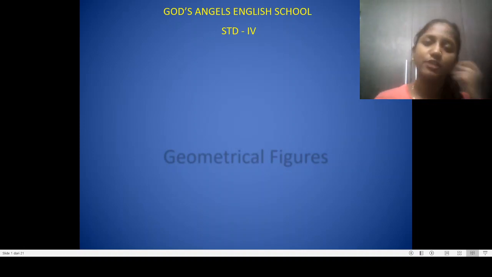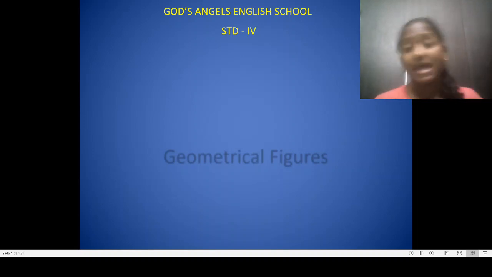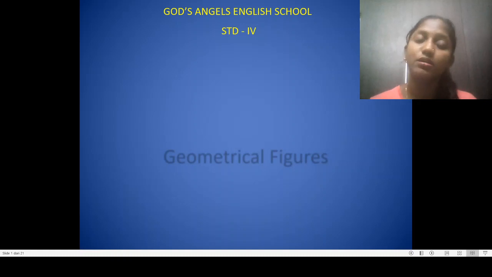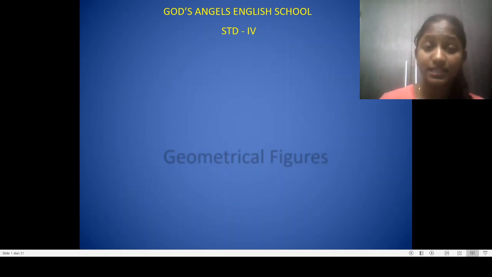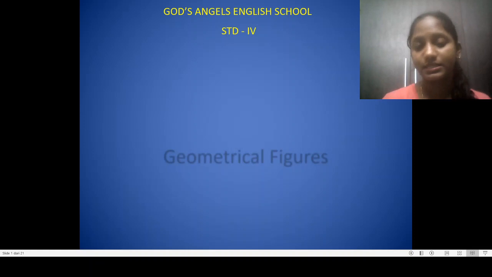In second standard you have already learned about the shapes, different shapes, and in third standard you have learned about the shapes plus the edges and corners. You are very well known of what is the edge and corners. Now in this geometrical figure we are going to learn some new things.